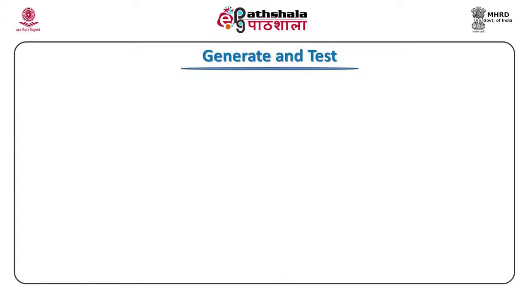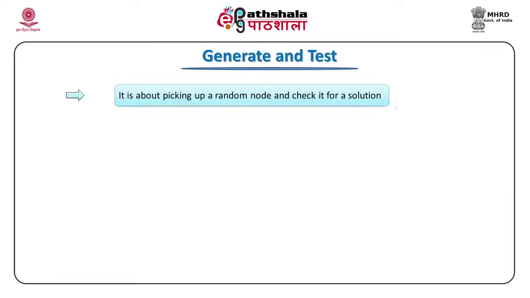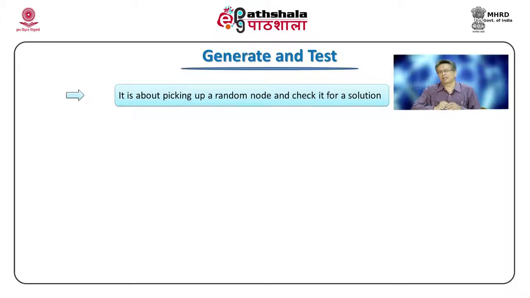Okay. Now, let us talk about the first method. It's called generate and test. It's about picking up a random state and checking if it is a solution. Surprising? We are doing it, in fact. This is something which we do every day.